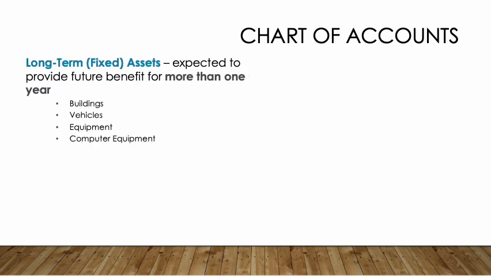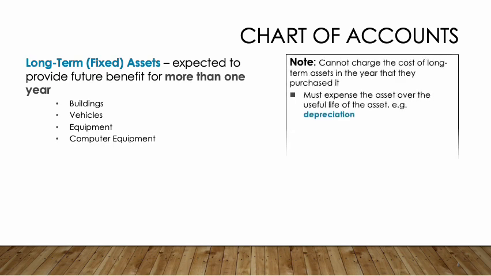The other category of assets is long-term assets. The general definition of that is that it's expected to provide future benefit for more than 1 year. I've got some examples of that: buildings, vehicles, equipment, and specifically computer equipment in this case. So you might see in your chart of accounts individual categories for each of those long-term assets.